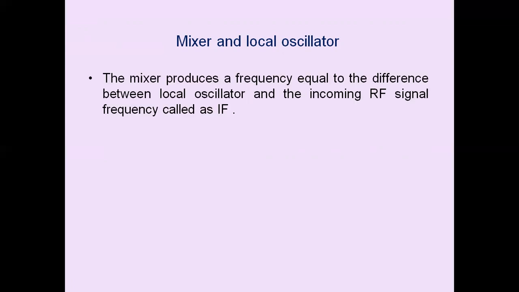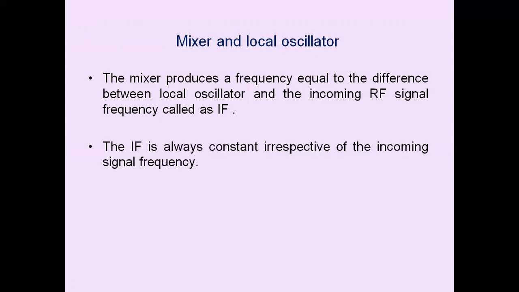The mixer produces a frequency equal to the difference between the local oscillator and the incoming RF signal frequency, called the IF. The IF is always constant irrespective of the incoming signal frequency. Irrespective of the channel tuned, we always get a constant IF value. In case of AM receivers, the value of IF is 455 kilohertz.